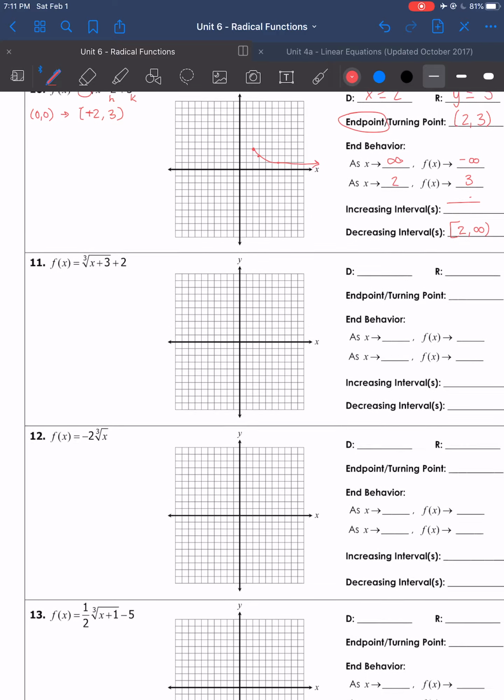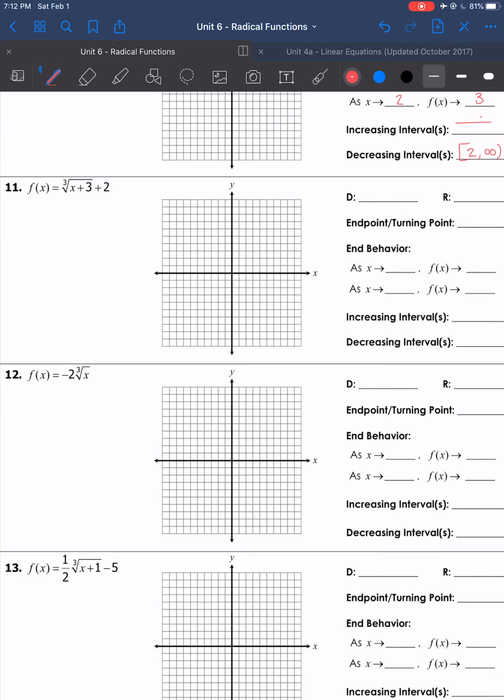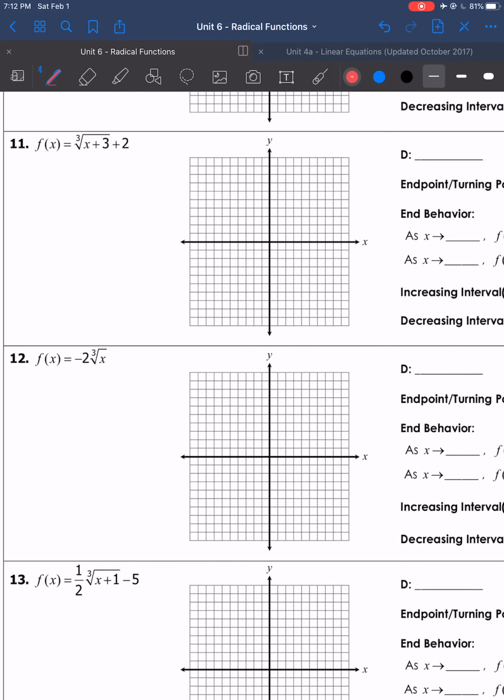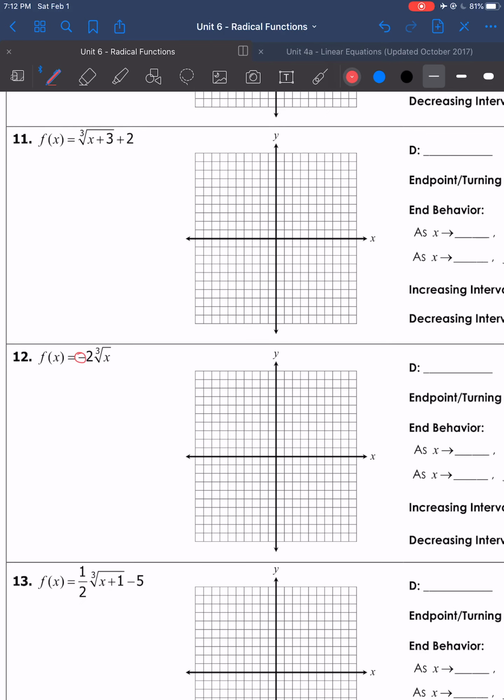Let's do number 12 so we can look at a cube root. So I have some extra things here. I have a negative, and I have a 2. Well, the 2 is going to stretch. It helps if I can spell. And then the negative is going to reflect.